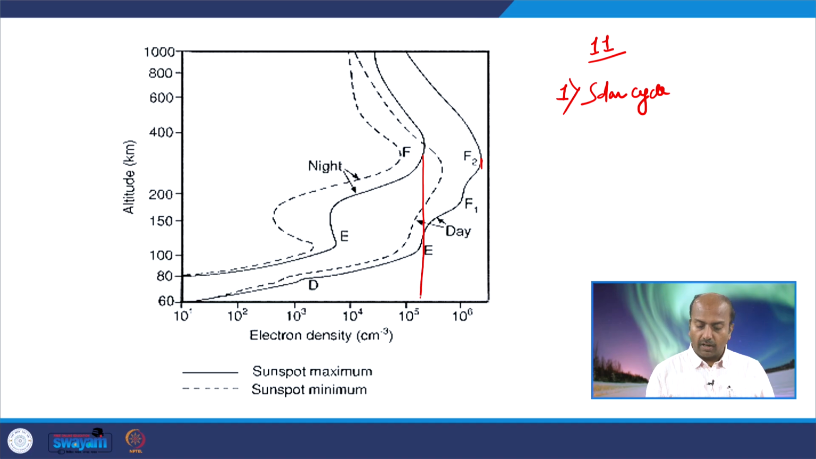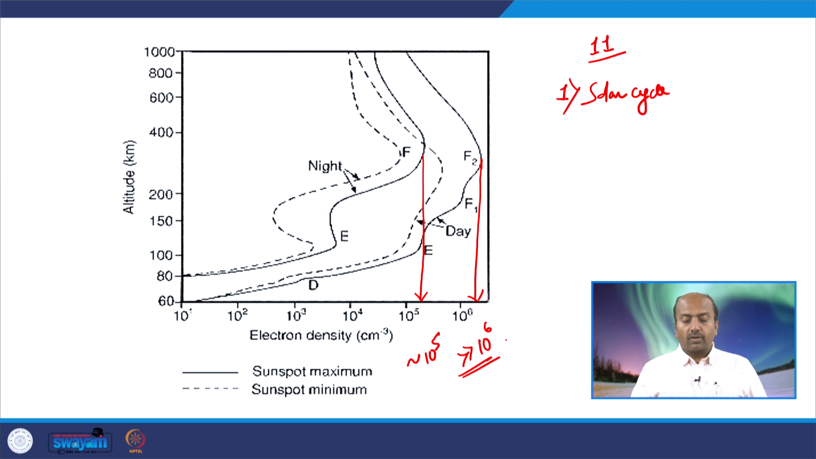Now I am going to draw an intercept right here. So F2. Here also there is a larger difference. See, this is just about 10 to the power of 5 and this is much greater than 10 to the power of 6. So here also there is an order of magnitude difference. That means ionospheric electron density at any given height, this behavior is common across all altitudes.